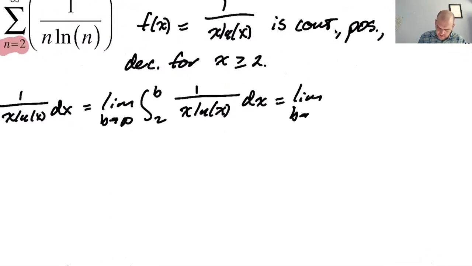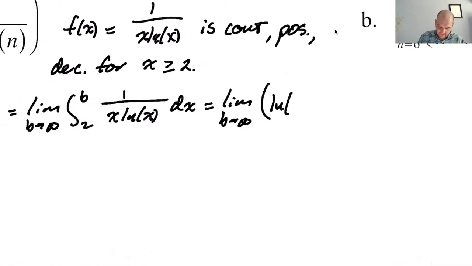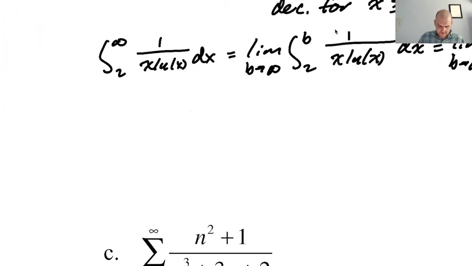Limit as b approaches infinity of, so this is like a u substitution. If you let u equal the natural log of x, then du is 1 over x dx. So this is actually 1 over u du, which is the natural log of u. So this gives me the natural log of the natural log of x. Technically, it's the natural log of the absolute value of the natural log of x, but natural log of x is always positive on this interval, so I'm not really worried about that. Also, look ahead a little bit and you can see this just diverges anyway, so we don't really need to worry about it.